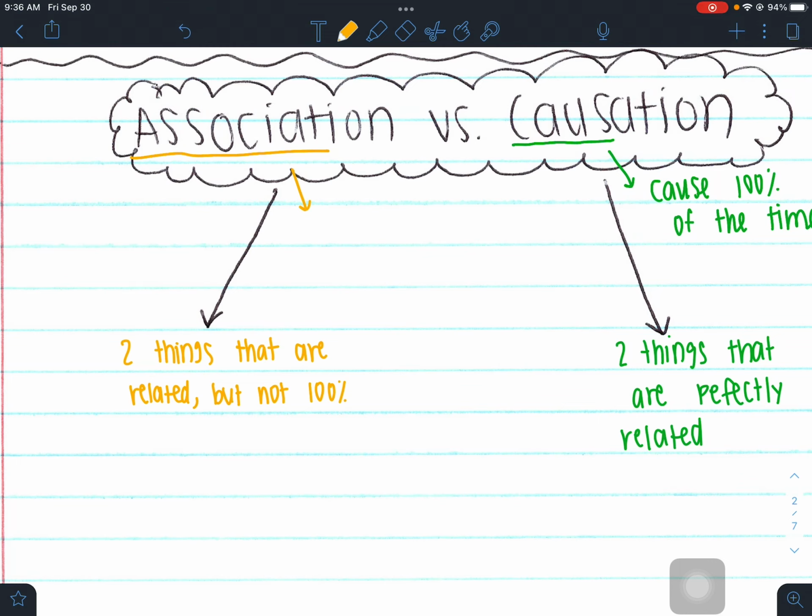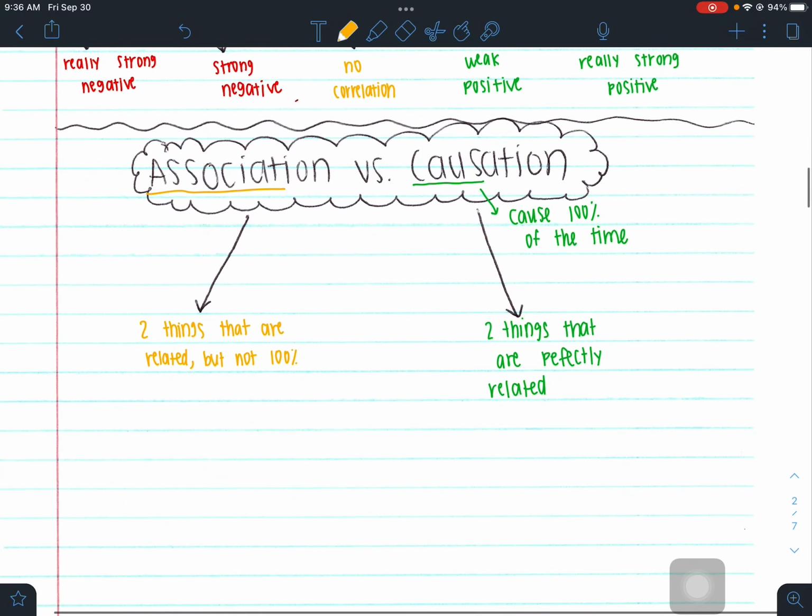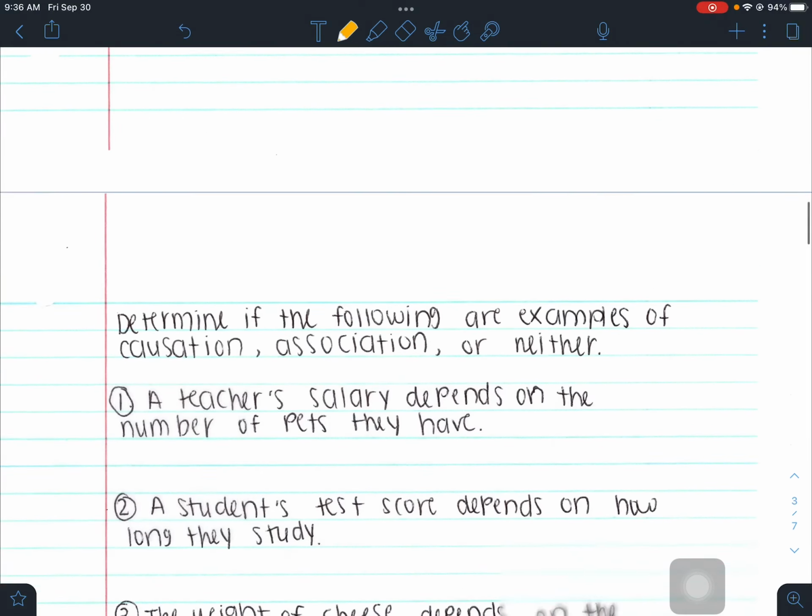And then association means, again, they're related, but it's not 100%. So you might want to think of maybe, again, studying with your test grade. Those things are associated with each other, but studying does not cause you to make an A. It does not cause you to make 100 on that test. So just be kind of familiar with that. And that's also going to affect your R value as well, because when we have association, those are things that are really strongly negative, or they can be really strongly positive, but it doesn't necessarily mean that it's perfect every single time. Whereas with causation, you're going to have that negative one, that positive one relationship.